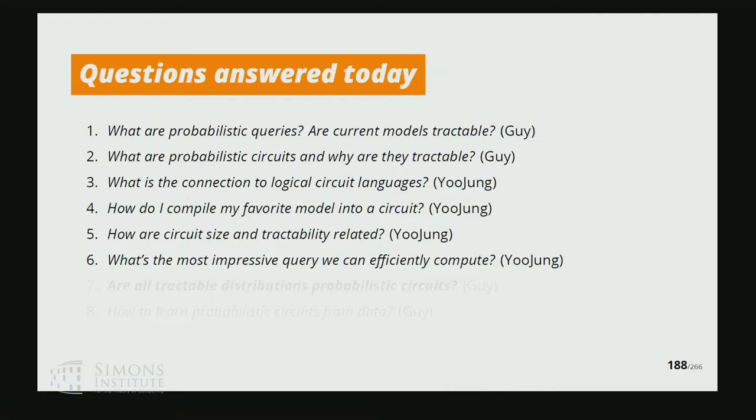So hopefully that gives you a picture of some more exciting queries that we can compute efficiently, what conditions we need for that, and how to derive those conditions. And next, Guy will talk to you about the question that was hinted at in the very beginning. Are all tractable distributions actually probabilistic circuits, or can they be represented as circuits? All right.